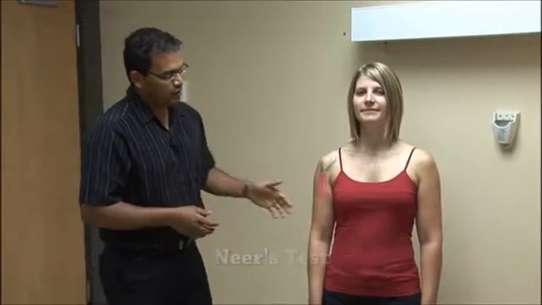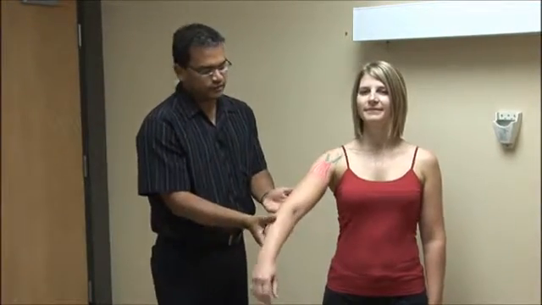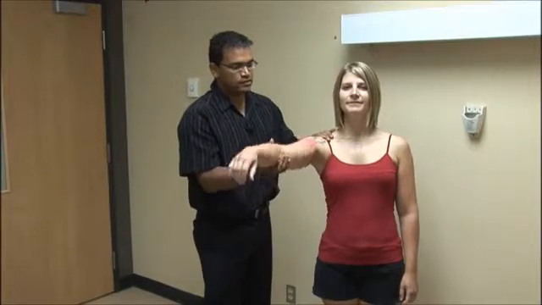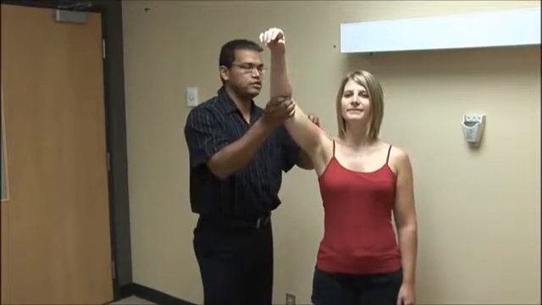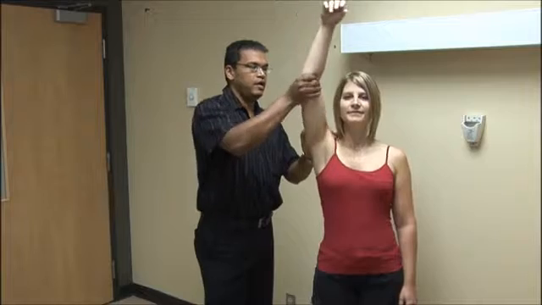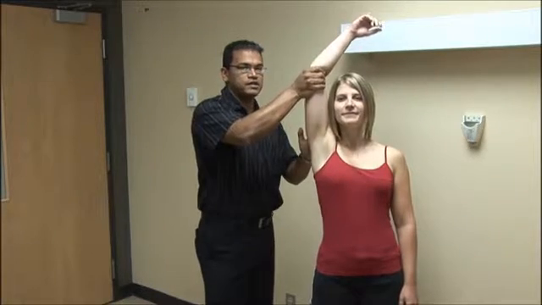The next test is the Neer's test. This is a passive test. Start with the arm in this position and bring the arm upwards. Remember, near, close to the ear. A positive test is pain in this position.